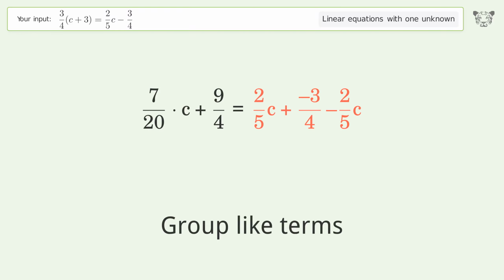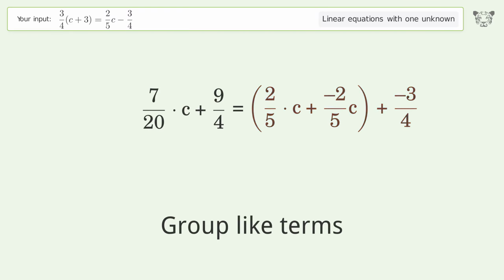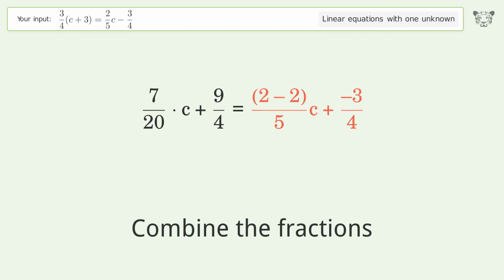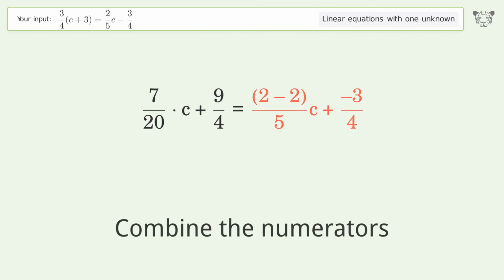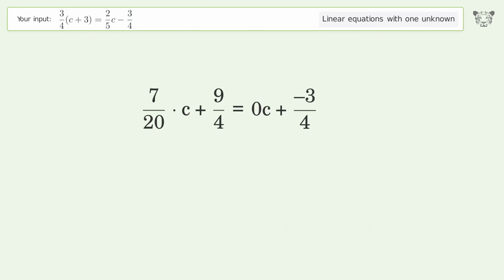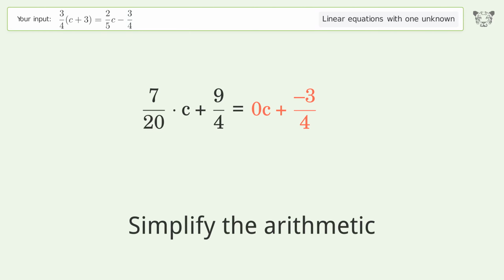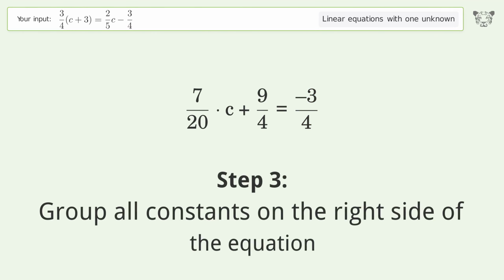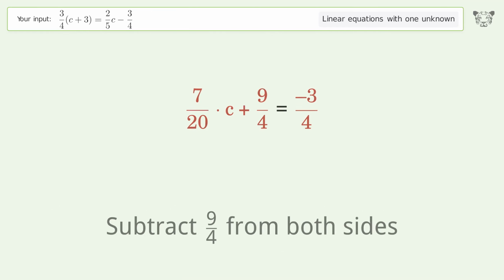Group like terms. Combine the fractions. Combine the numerators. Reduce the zero numerator. Simplify the arithmetic. Group all constants on the right side of the equation. Subtract 9/4 from both sides.